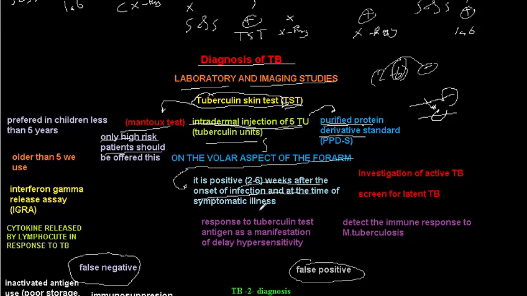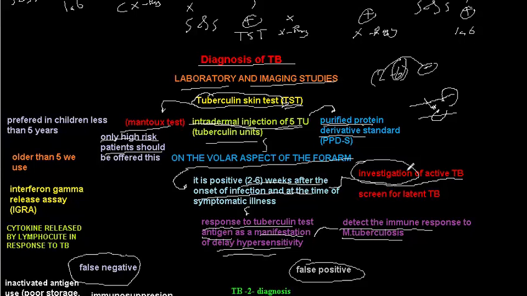Again, the response to the tuberculin test is a response to the antigen of tuberculin as a manifestation of a delayed hypersensitivity reaction. So the goal of the tuberculin test is to detect the immune response to Mycobacterium tuberculosis. It can be done for active TB, especially if you have high risk patients, and for screening for latent TB.